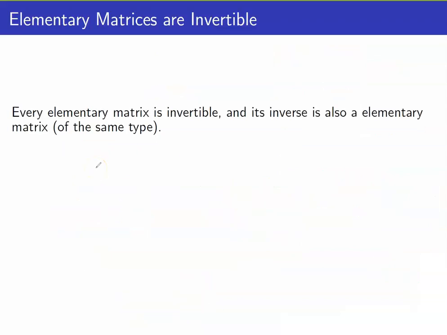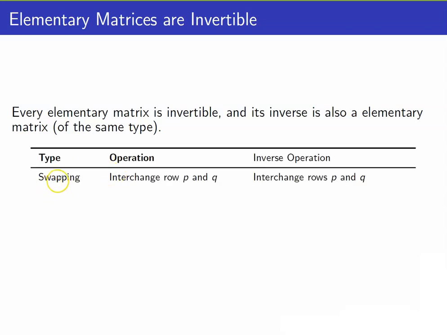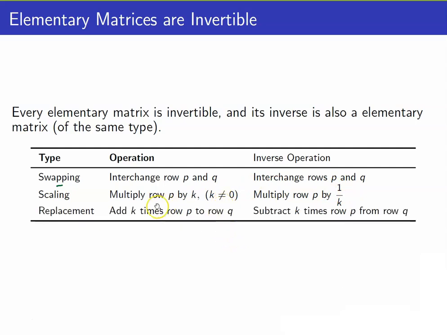In general, any elementary matrix is invertible, and its inverse is also an elementary matrix of the same type. So if the elementary matrix is of swapping type, wherein you interchange rows P and Q, the inverse operation is again you interchange rows P and Q. If you multiplied a row by K, the inverse of that is multiplying the row by 1 over k, assuming that k is not equal to 0, of course. And if it is replacement, if you add k times row p to row q, you now subtract k times row p from row q.